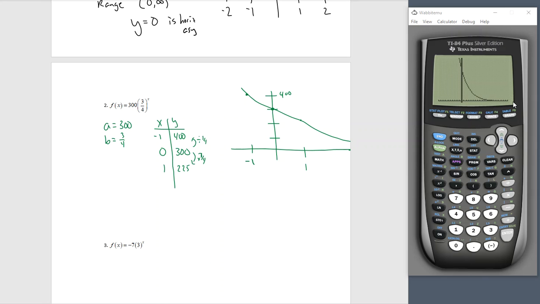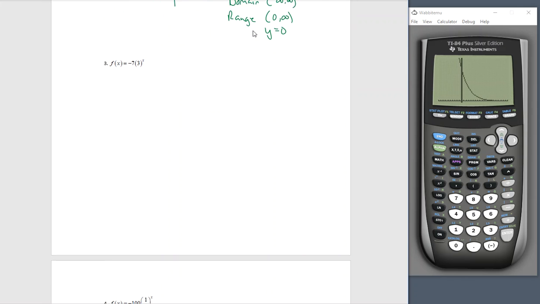If we take a bigger version of it, we see that it does become asymptotic. We have our domain of all real numbers. We can put in any x value we want. Our range will be 0 to infinity because this one's above the graph. And y equals 0 is still our horizontal asymptote, but it's now the horizontal asymptote on the right, whereas our previous example had a horizontal asymptote on the left.